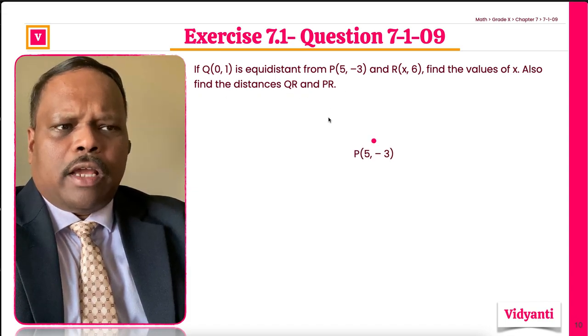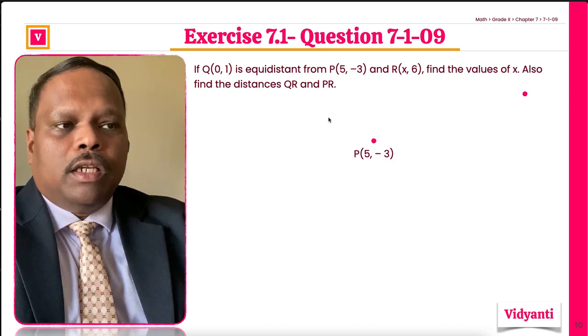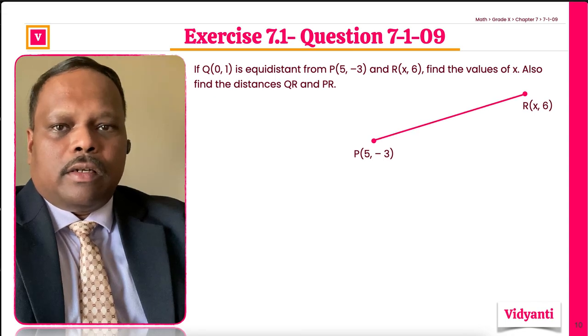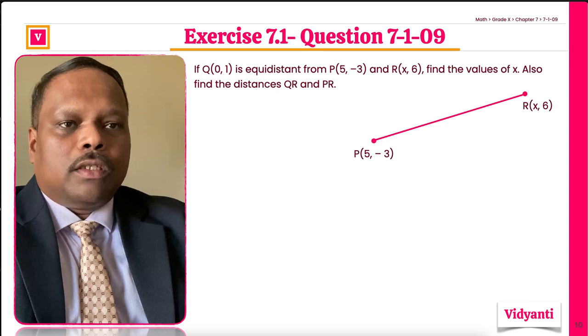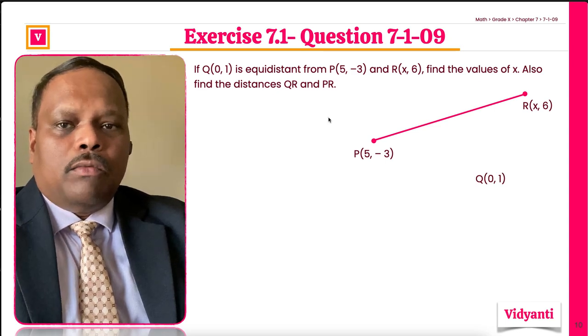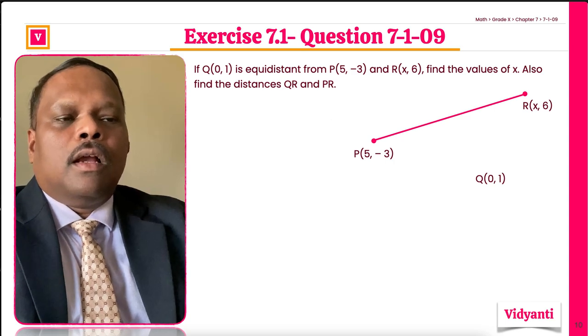Let's quickly draw a diagram. Let's assume that this is point number 1, P, (5, -3). And let's say this is point R, (X, 6). Let's join the line. And there exists another point Q, which is (0, 1). We don't know how far it is, and that's one of the questions.